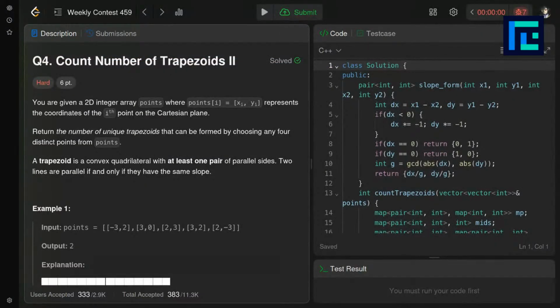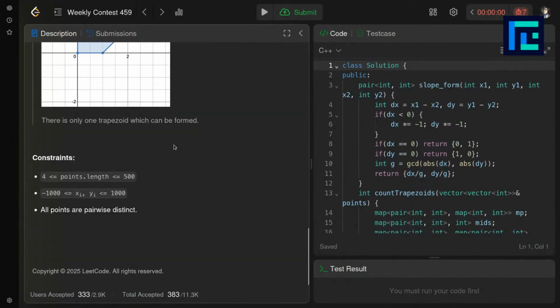You're given a 2D integer array of points in the Cartesian plane. Return the number of unique trapezoids formed by choosing any 4 distinct points. A trapezoid is a convex quadrilateral with at least one pair of parallel sides. Let's see the constraints. The number of points is up to 500, and the coordinates can go from 1000 to minus 1000.